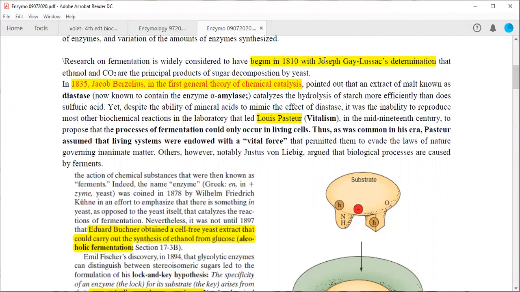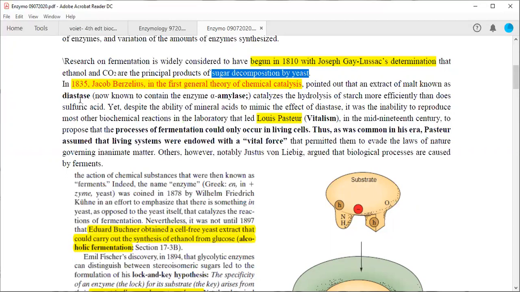1810. This particular guy, Joseph Lucas, determined the production of ethanol and CO2 when sugar is decomposed by yeast. The same observation was made in 1835 by Berzelius, and the first general theory came into existence, called the chemical catalysis theory, which pointed out that an extract of malt, which is known as diastase.